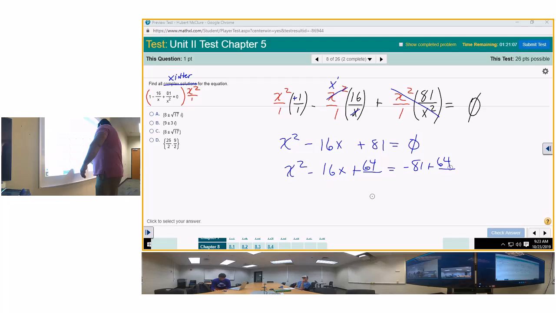Y'all notice how easy completing the square is to y'all now? Yes. It's a miracle. Y'all have just gotten smart over the last, what, 10 weeks? Just gotten smart.